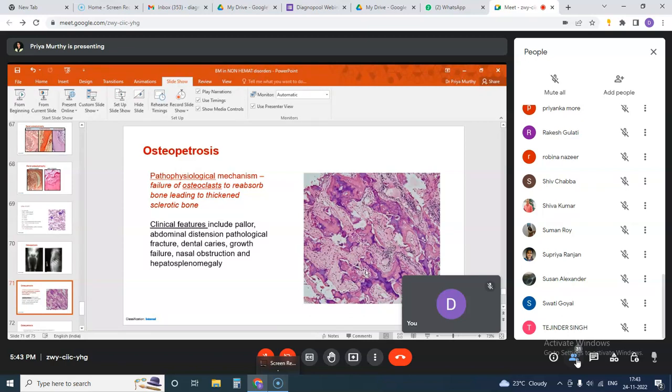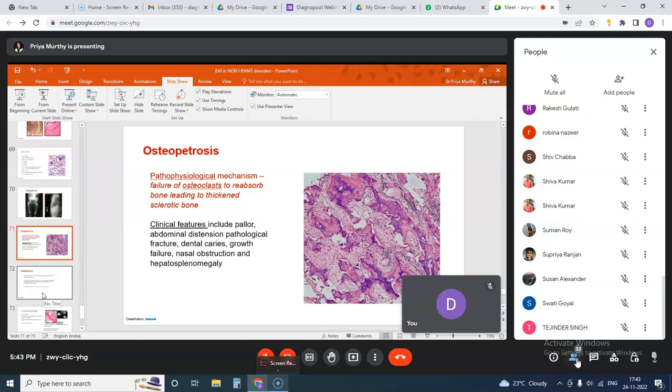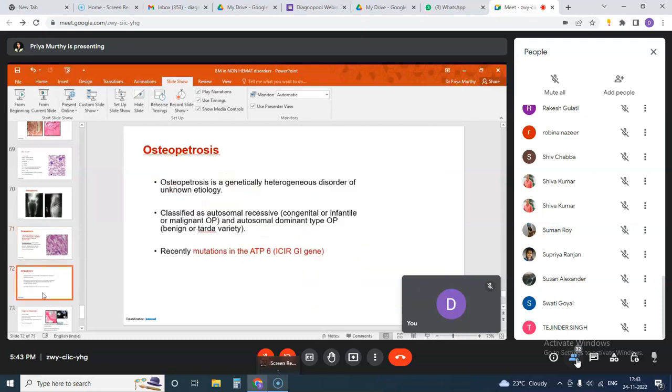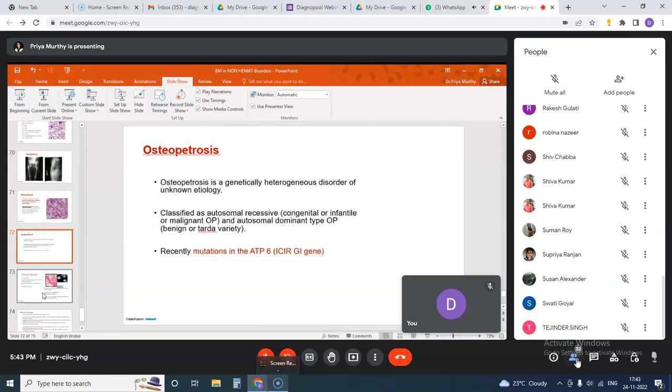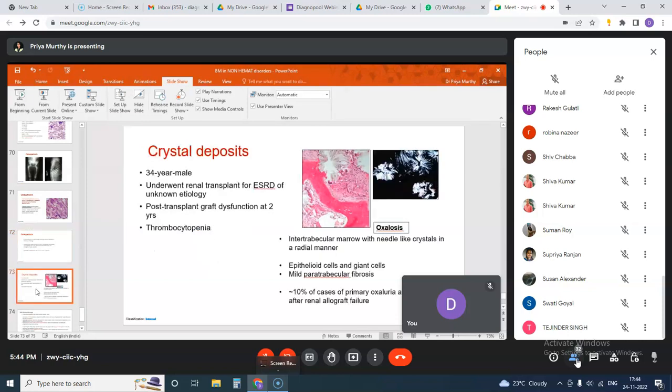So this is a biopsy of a case of osteopetrosis where you find these irregular cartilaginous deposits. In children, this cartilage also gets remodeled, and because of failure of osteoclasts, irregular cartilage deposits are also seen in the biopsy. This can be both congenital and familial, and is usually associated with mutation in the ATP6 gene.